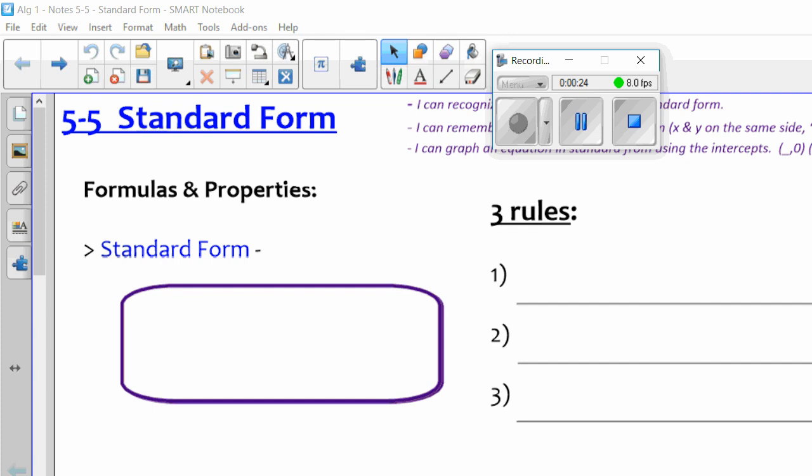Once again, if I go kind of quickly, so if I'm going too fast, you need to get caught up, hit pause, get your notes caught up, and then hit play again and come back, okay?